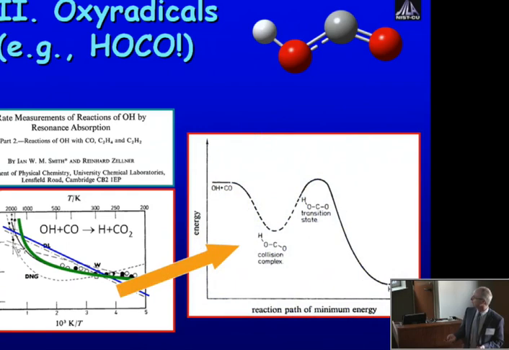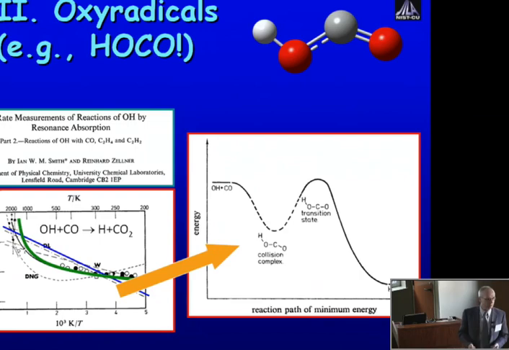And there's a long and beautiful story that Ian Smith first started here, looking at the temperature dependence of these sorts of rate constants for OH oxidation of CO. And this is all postulated to have this collision complex originally that was thought to be metastable with respect to H plus CO2.